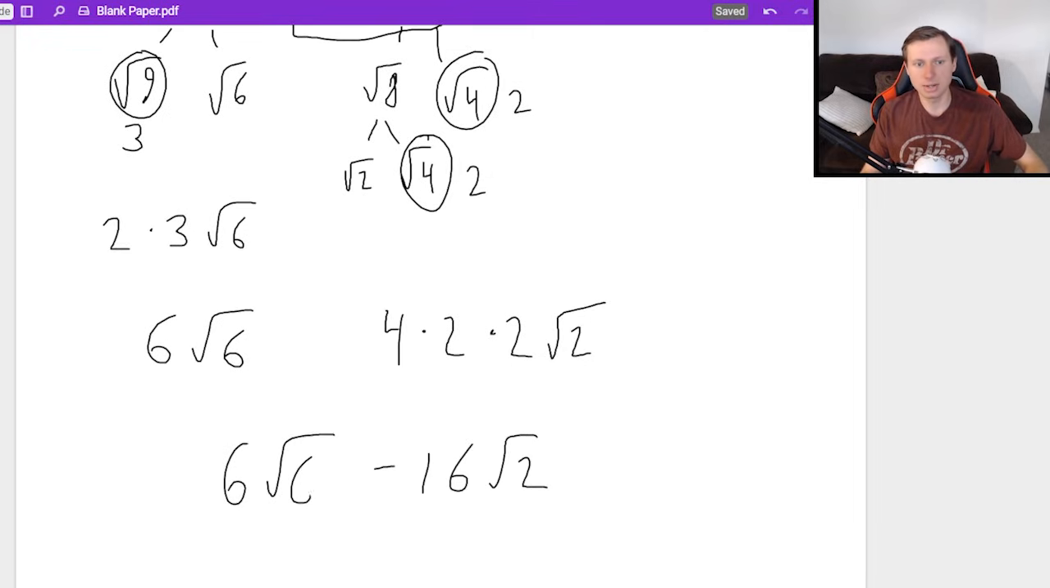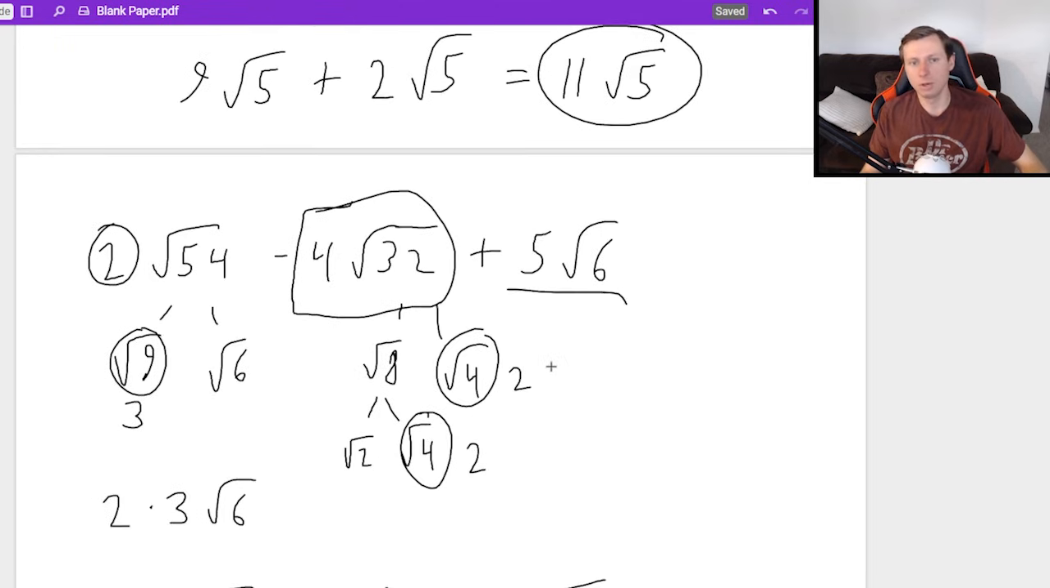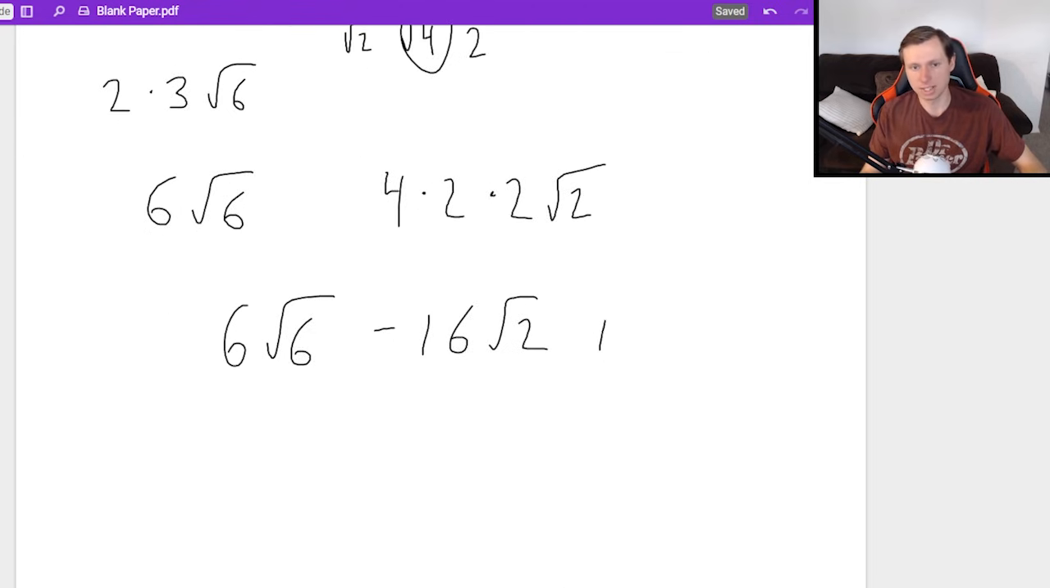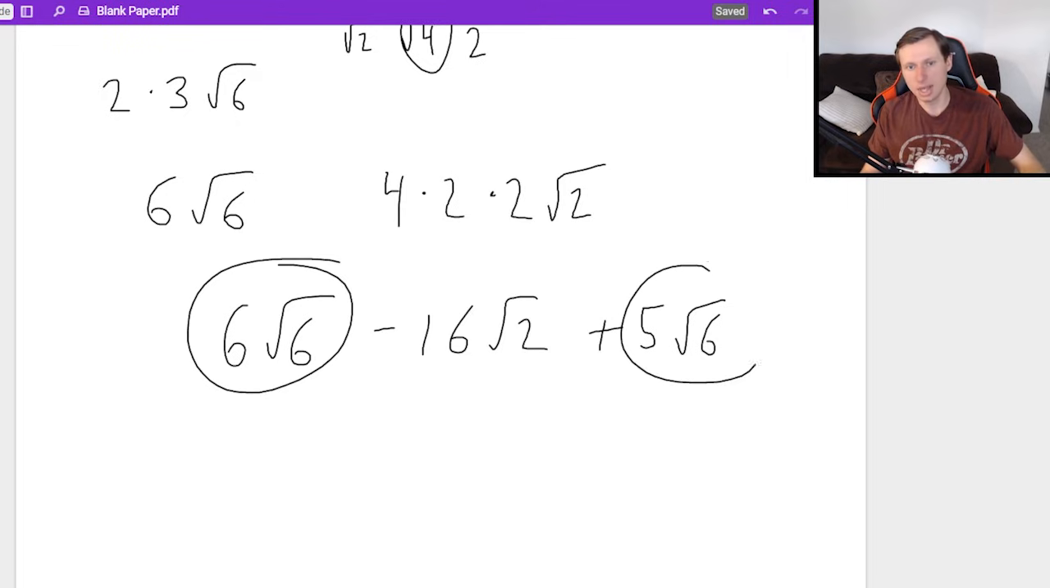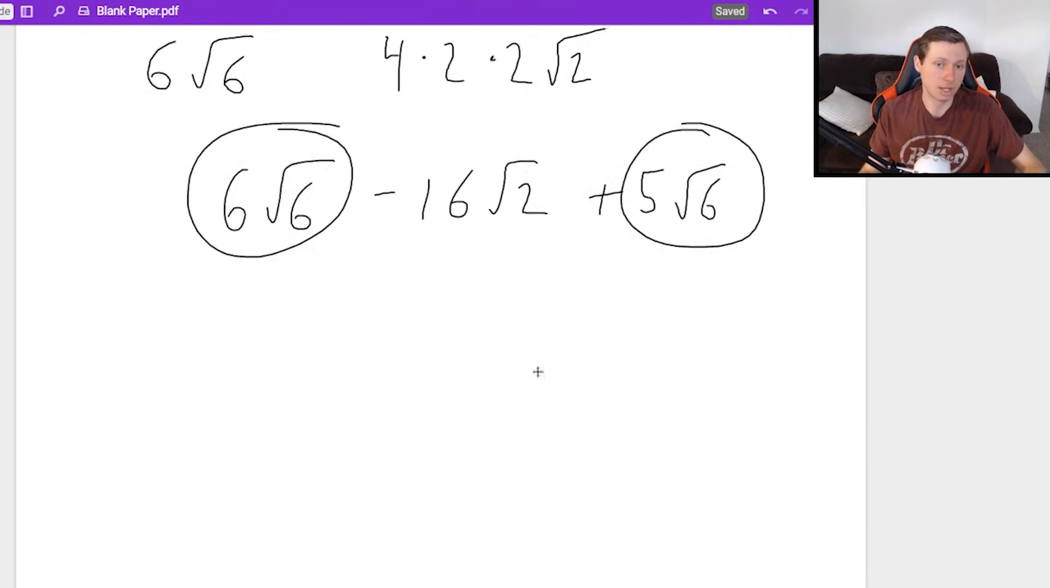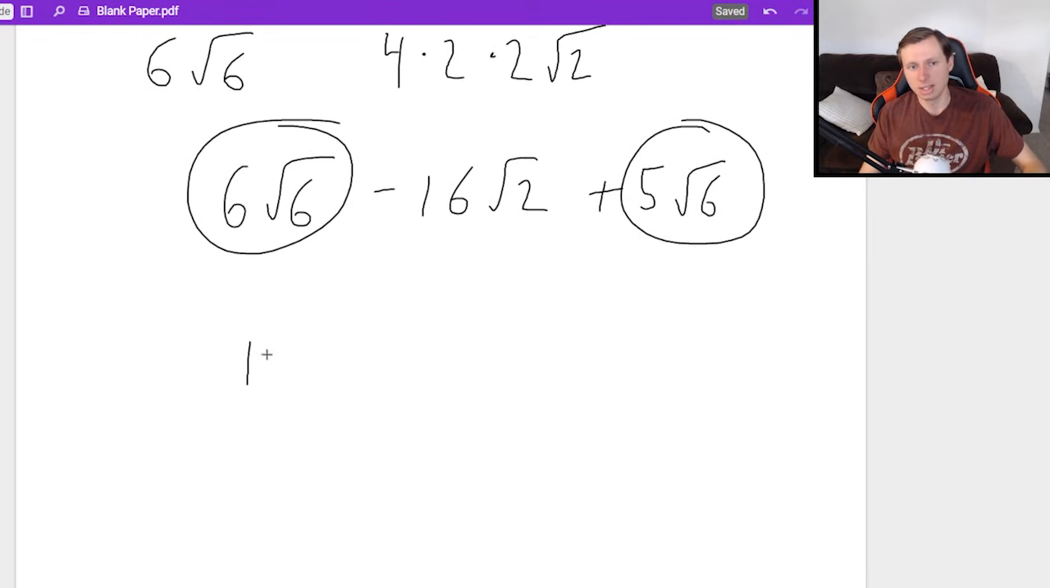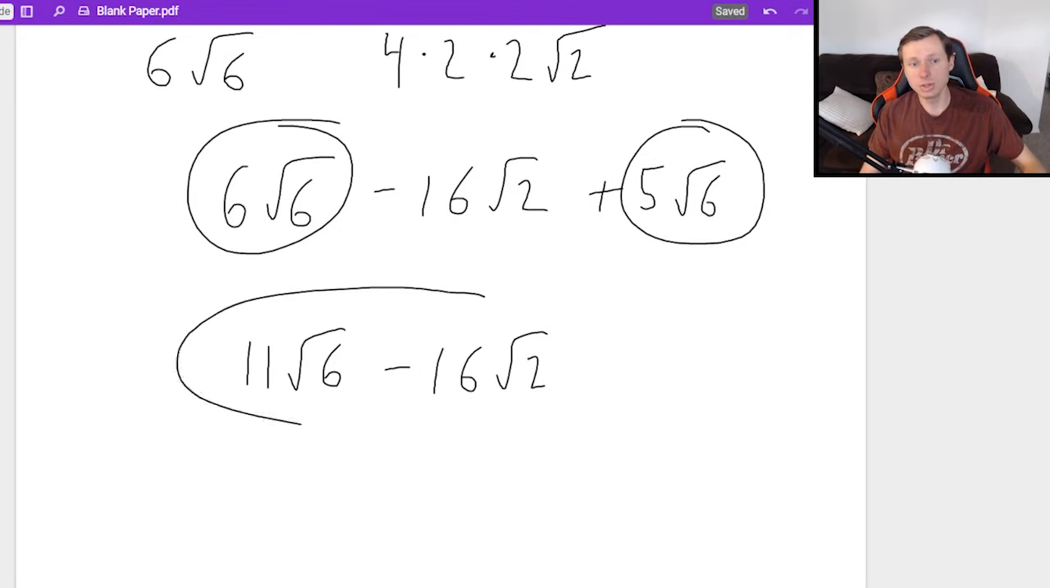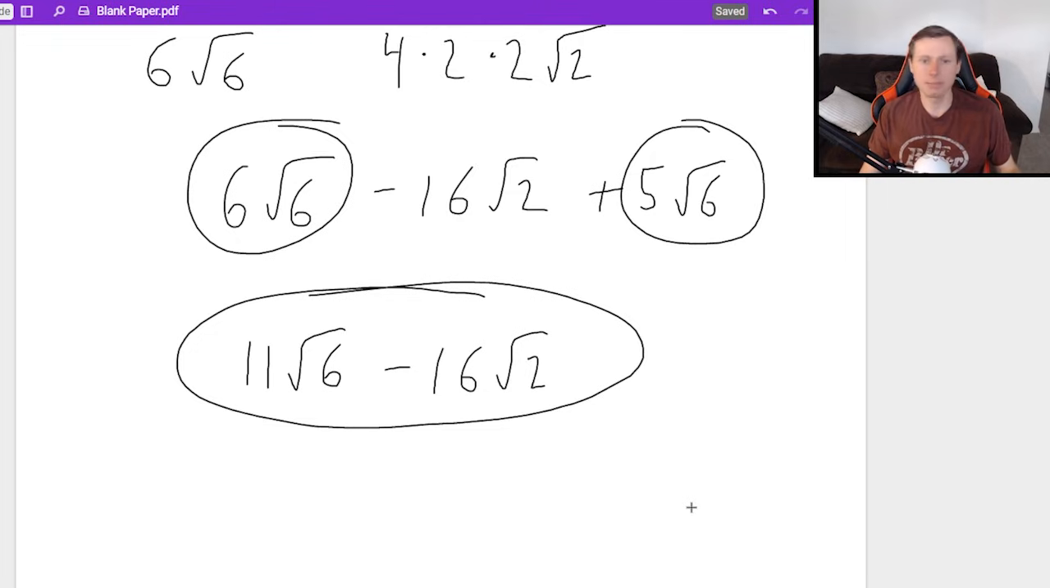So really what we've got here is 6 root 6 minus 16 root 2, and then looking back at the original, we still have to add 5 root 6. Now remember, we can only add square roots if they have the same square root. So in other words, I can add this one and that one, but I can't add or subtract the 16 root 2. We're just going to leave that one alone. So 6 plus 5 is 11, 11 root 6. And like we said, we can't combine it, so we just write it minus 16 root 2. And that's all you do. We're done. You can't combine those anymore, and that's pretty much it.